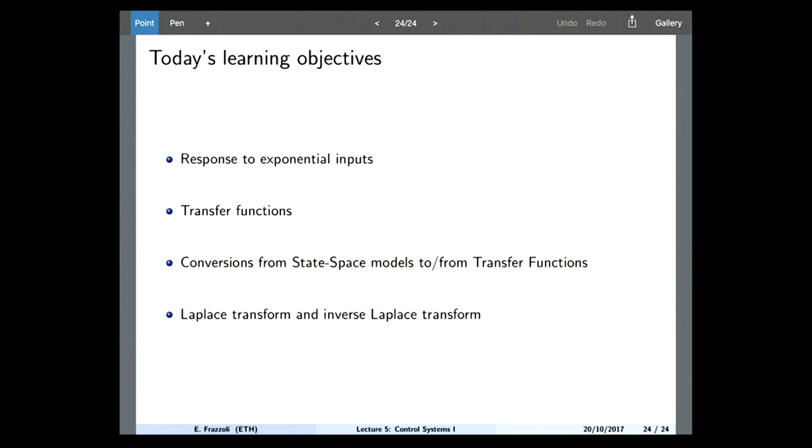You may have noticed that when we multiply things by e to the power st, that's essentially the operator that is used when you compute the Laplace transform. It's the same thing.